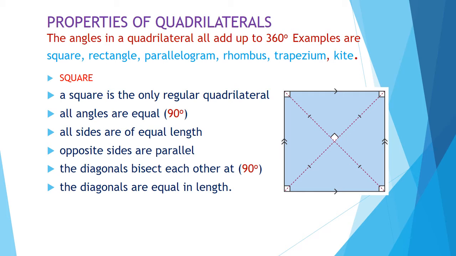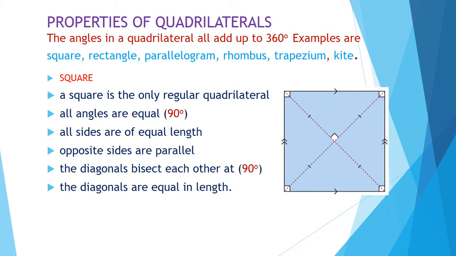Now when these two diagonals cross or intersect, that's what we mean by they bisect. Bisect means that they are divided into two. So when they intersect, they bisect each other at an angle of 90 degrees. That's why you have the small square there. So if you have a quadrilateral which looks like a square, but if you draw the diagonals and they don't bisect each other at 90 degrees, then it is not a square. Take note of this little detail.